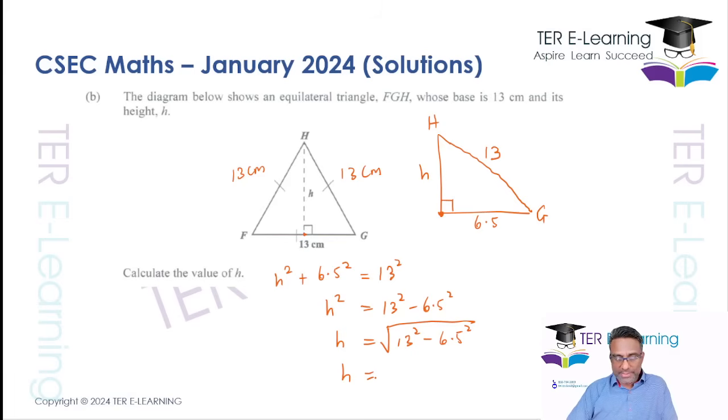So 13 squared will be 169, right? Minus 6.5 squared, and you're finding the square root of that. So you're going to get about 11 point, maybe 3 cm, right? So that's the length, or that's the height each.